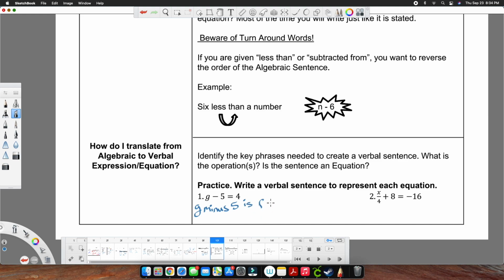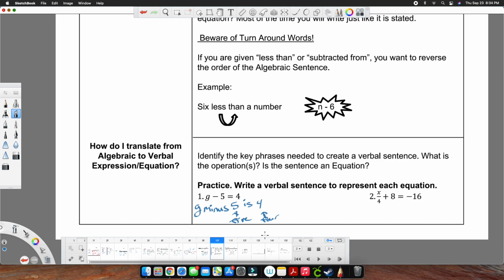Is 4. And I'm writing the numbers 5 and 4, but really we should be writing the words five and four, because this is what you're going to be expected to do on Alex. So be careful about that. I was being a little lazy and just writing the number 5 instead of the word five, but Alex will want you to write it out.